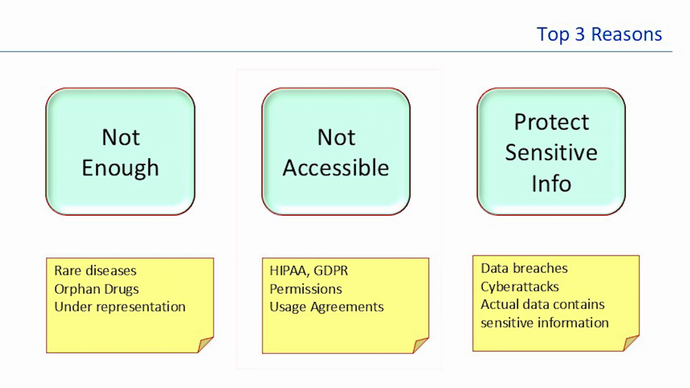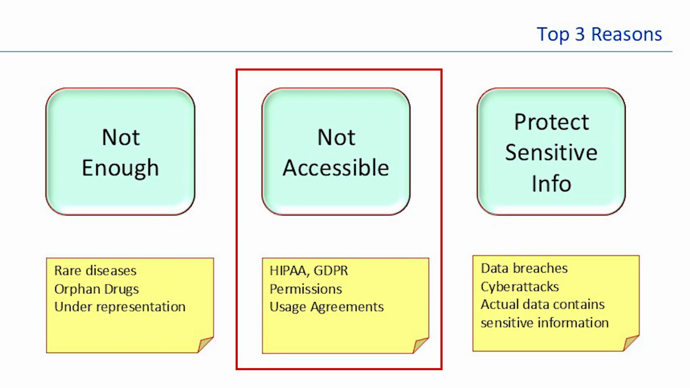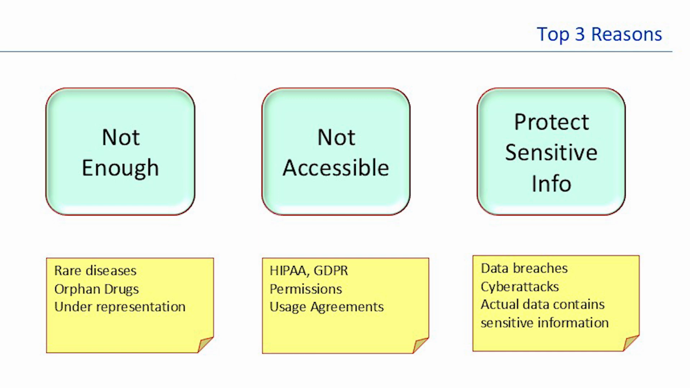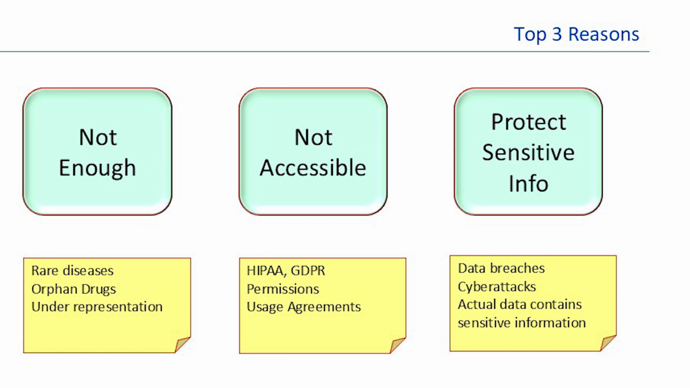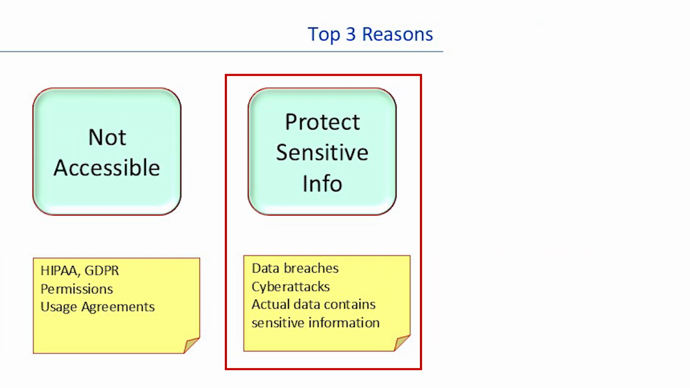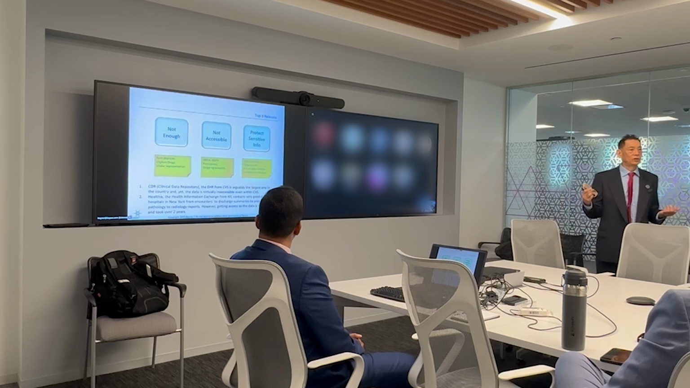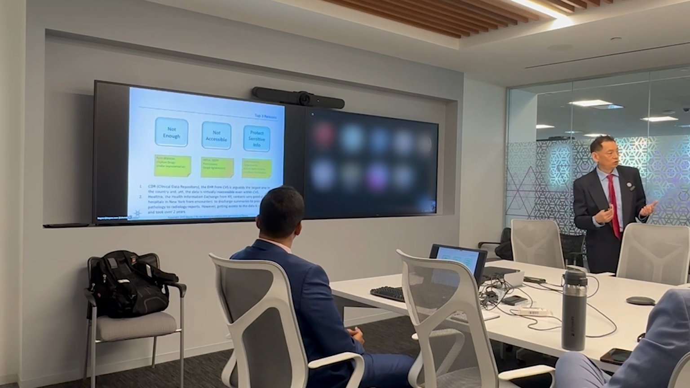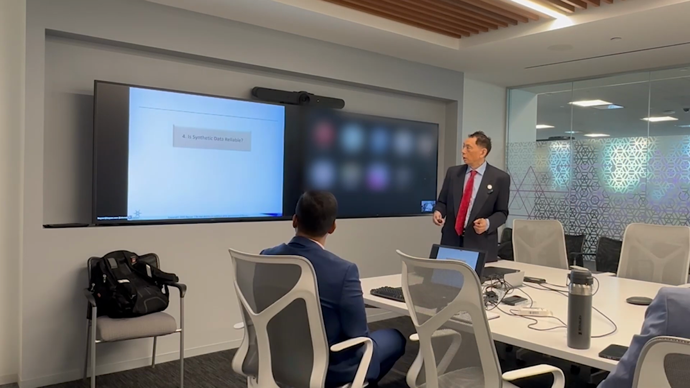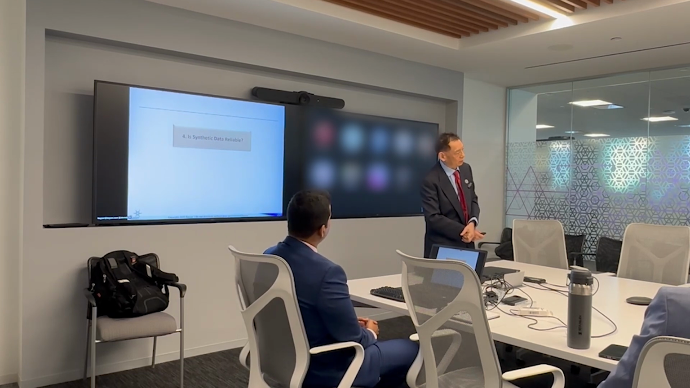The second one is the data is not accessible. We have HIPAA, GDPR, all those permissions, the agreements, the TPA, which make it very hard for you to get the data, right? And the third one is we want to protect sensitive information. Just think of the cyber attack that we had last year. We want to have some protection. There are other reasons that you can talk about, but those are the major reasons why you want to have synthetic data.